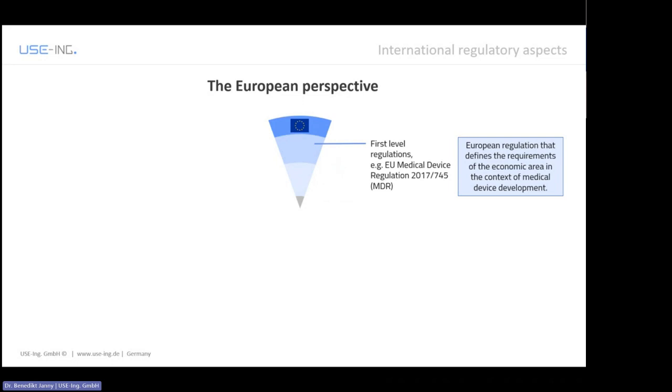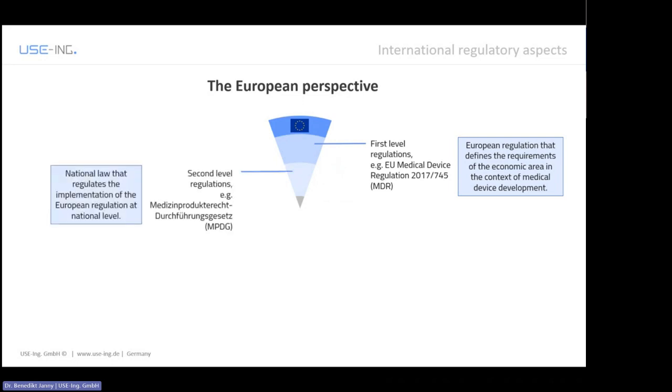On the second level, the MDR is implemented by the different European member states using national laws. So in Germany, it goes by the wonderful name of the Medizinprodukterecht-Durchführungsgesetz, yeah, MPDG. You know, we Germans are famous for our short and nice sounding titles. However, neither the MDR nor the MPDG really explain what exactly to do to fulfill the requirements mentioned in the MDR.